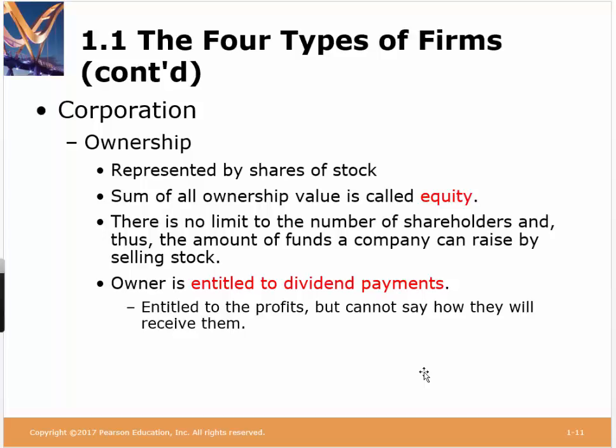The owner of the company is essentially entitled to the dividend payments. They're entitled to the profits, but we can't say how they'll receive them. This is one of the questions we'll try to address towards the end of this course. Once a company has profits, what does it do with that profit? It can use it as a source of funding. It can retain it and use that to buy assets and expand the company. Or it can distribute that to shareholders. In the extreme, you could retain 100% or you could pay 100% to shareholders. Somewhere in between those two extremes is what corporations want to do. They want to have money to invest, but they also want to give something to their owners so that they can appreciate the assets that they have purchased in the form of stocks.